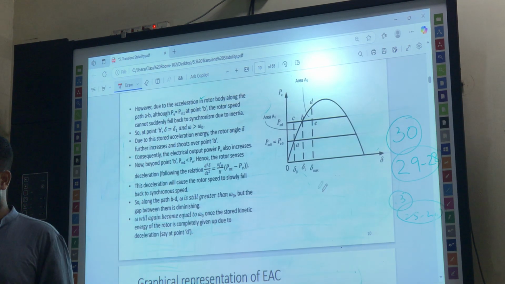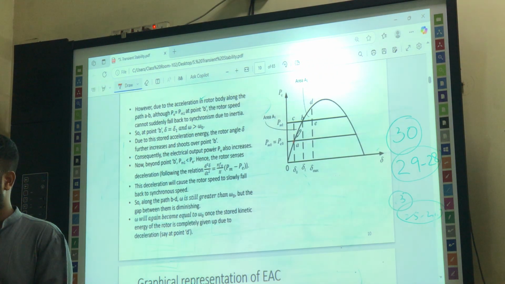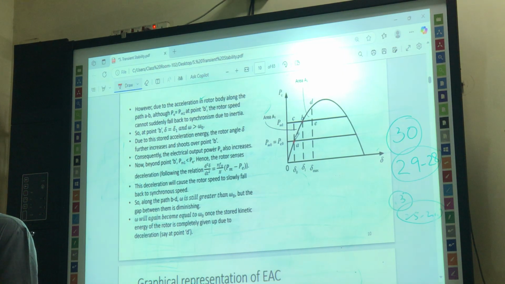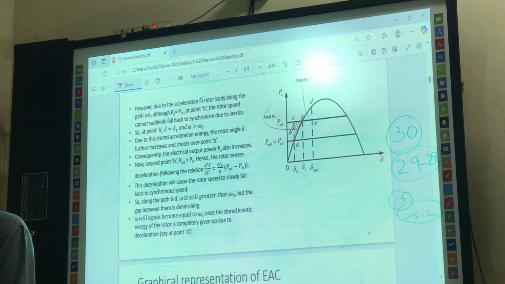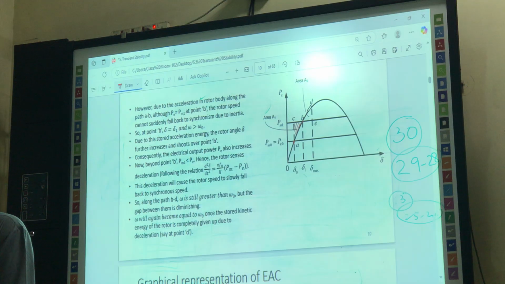We saw that we started our journey from point A. Then with some acceleration we went up to point B, and in this journey our acceleration energy is this, denoted by A. This is the stored kinetic energy due to the acceleration. Then from B to D, the deceleration phase occurred, and in this region we get the deceleration energy.